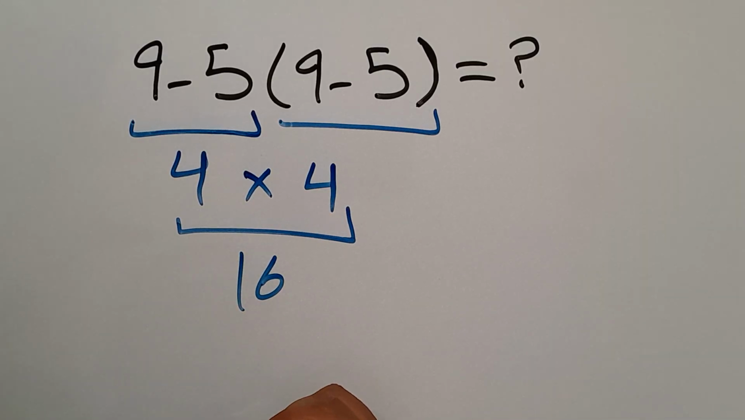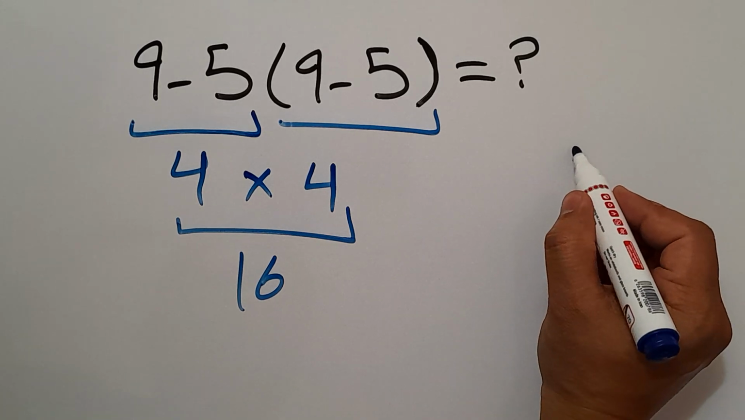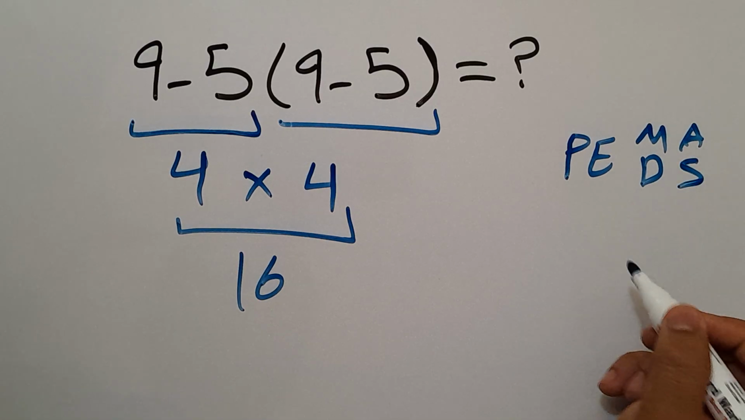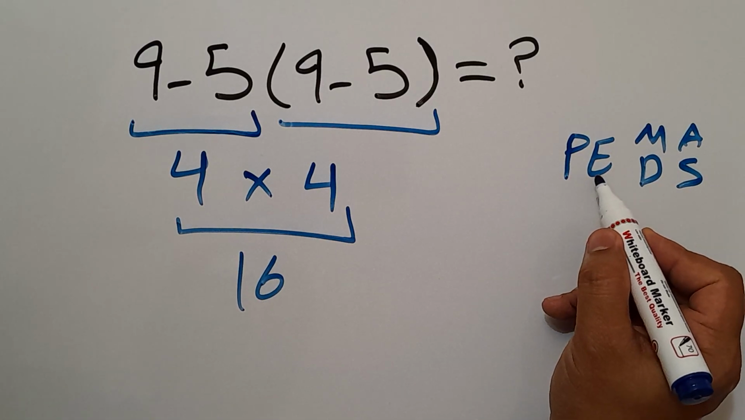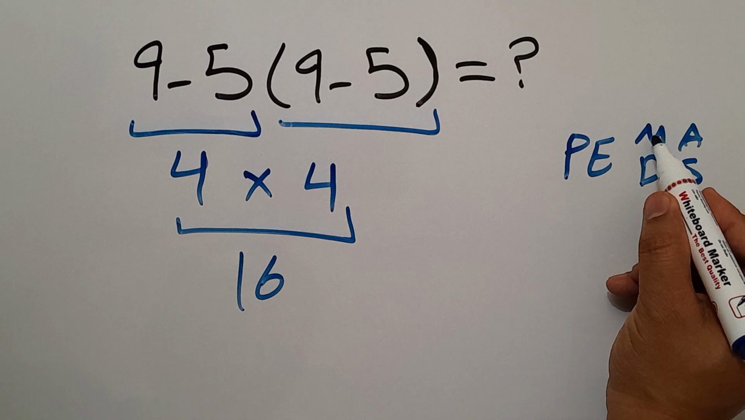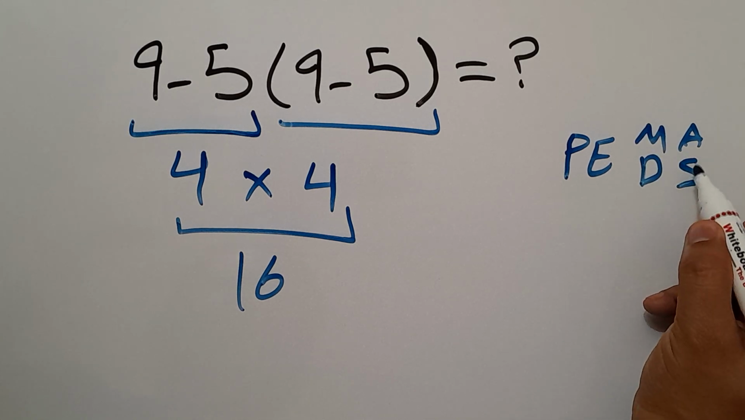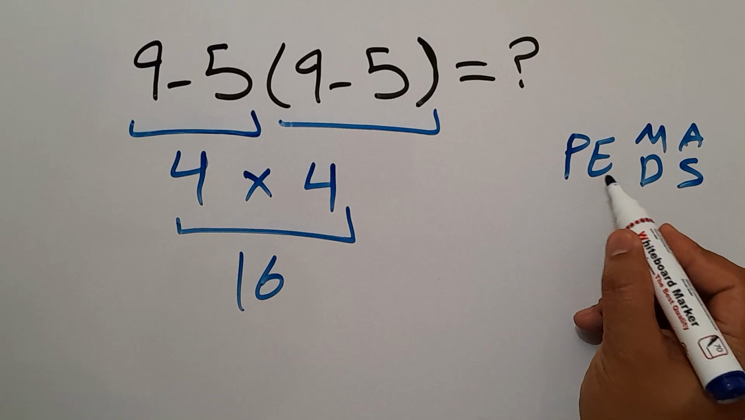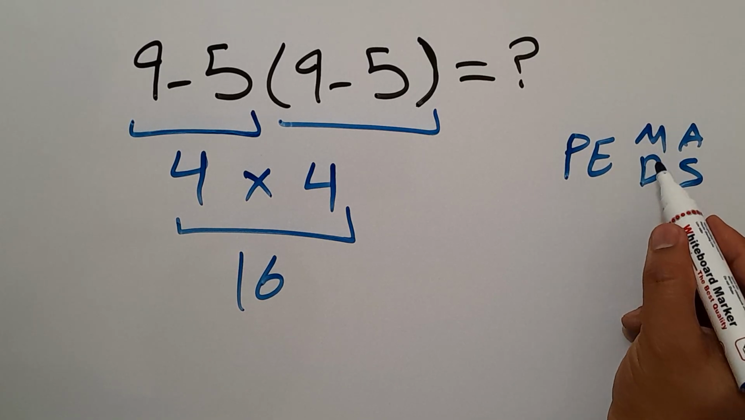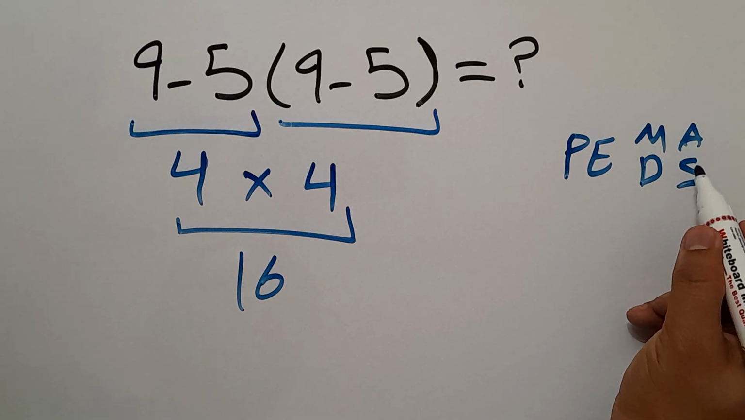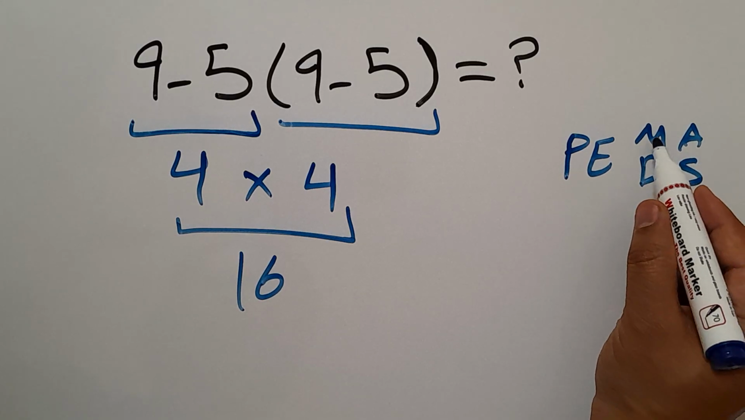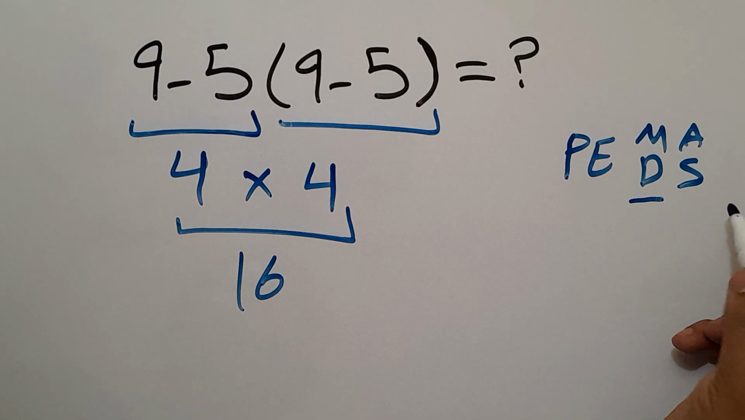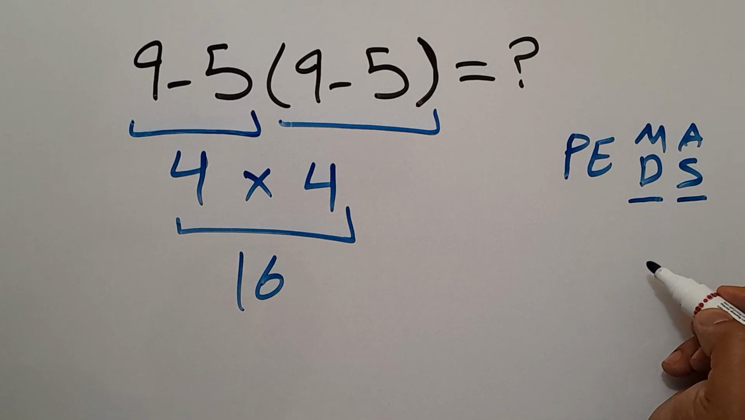But this answer is not correct, because according to the order of operations, which is PEMDAS, P stands for parentheses, E stands for exponents, M and D stand for multiplication and division, and A and S stand for addition and subtraction. First, we have to do parentheses, then exponents, then multiplication or division, and finally addition or subtraction. Remember that multiplication and division have equal priority, and we have to work from left to right. And the same applies to addition and subtraction.